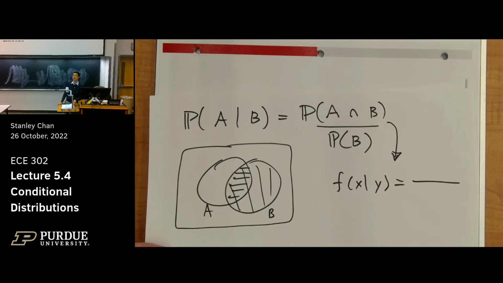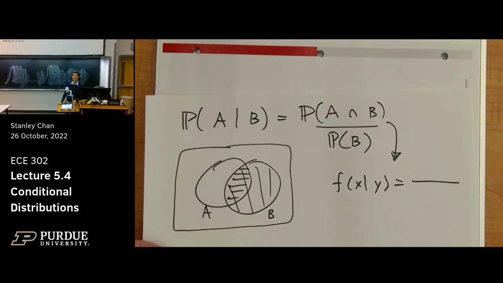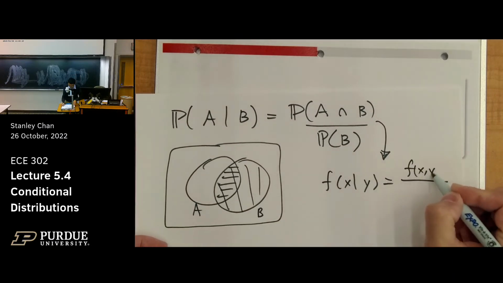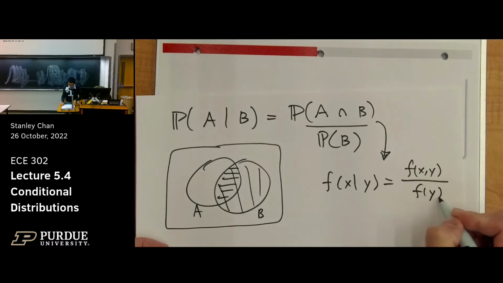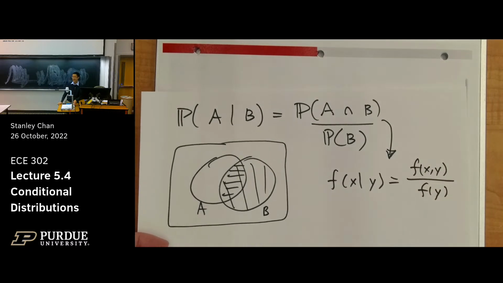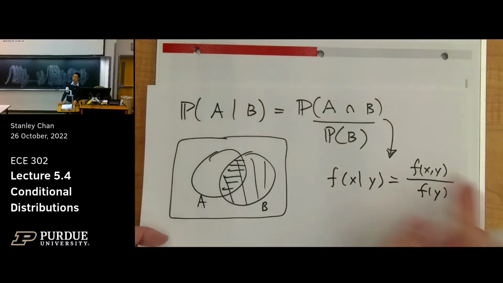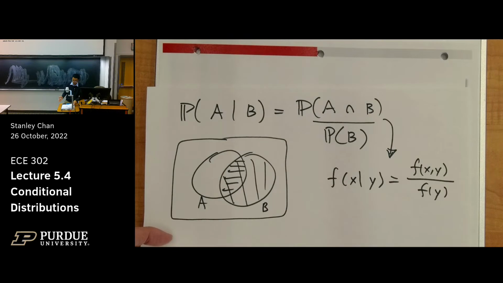Just a wild guess. Yes? Okay, you can graduate now. f_{XY} over f_Y. That's it, right? It's as simple as the original definition of the conditional probability. The only difference is that now we're talking about the PDF or the PMF, and literally it's just the ratio of the joint divided by the marginal.